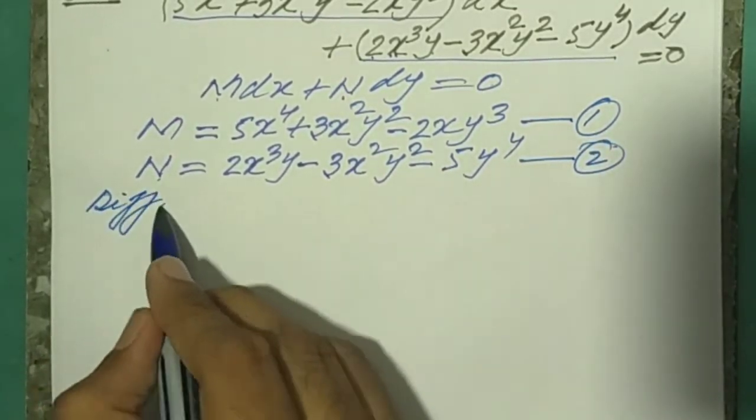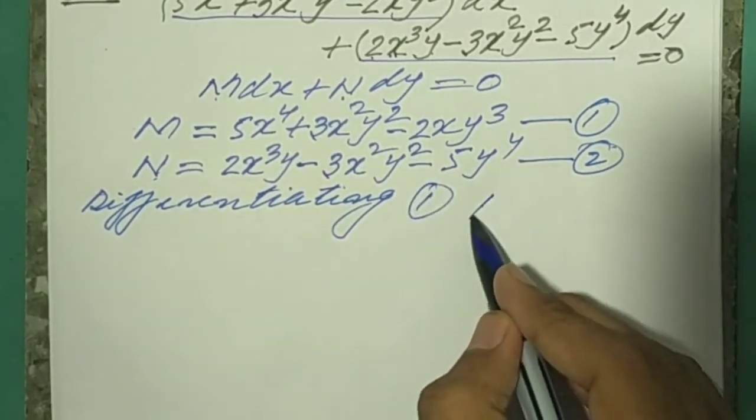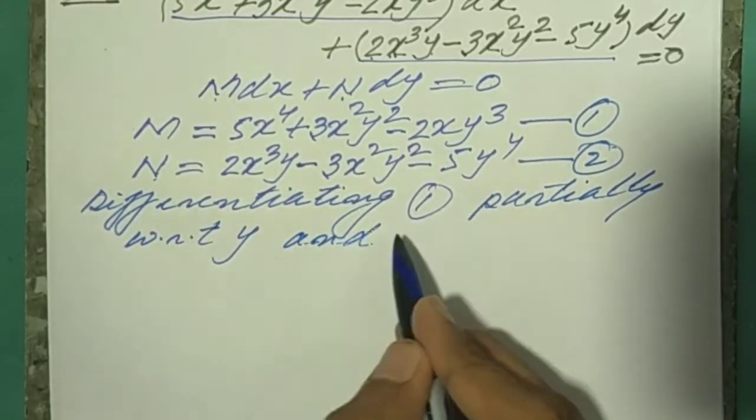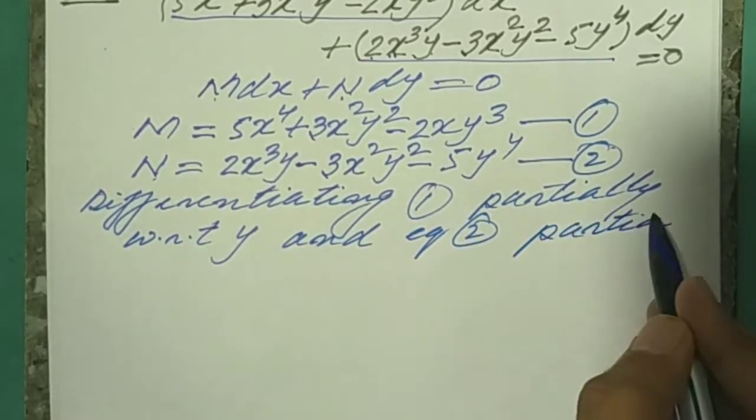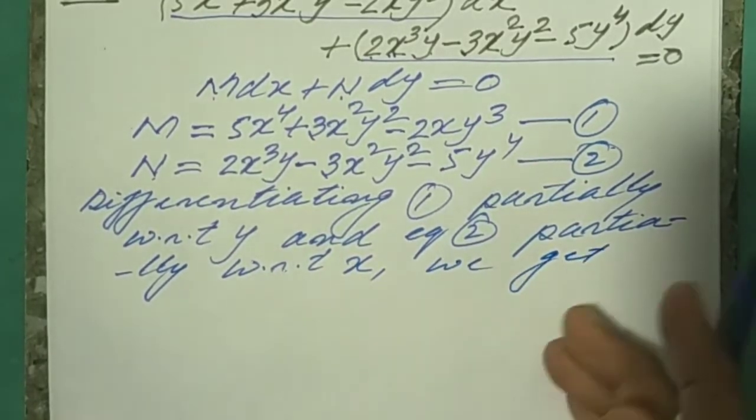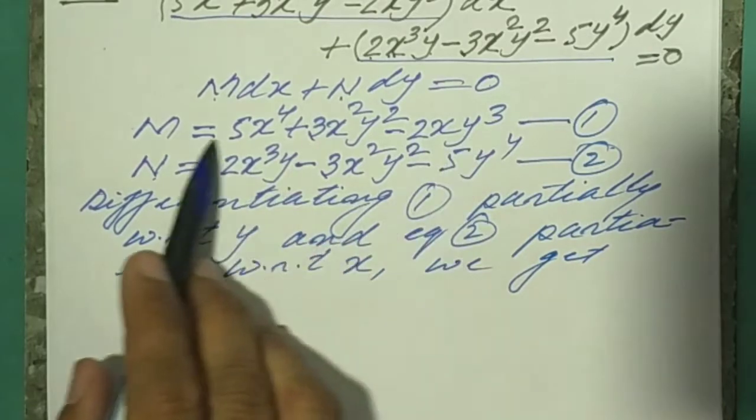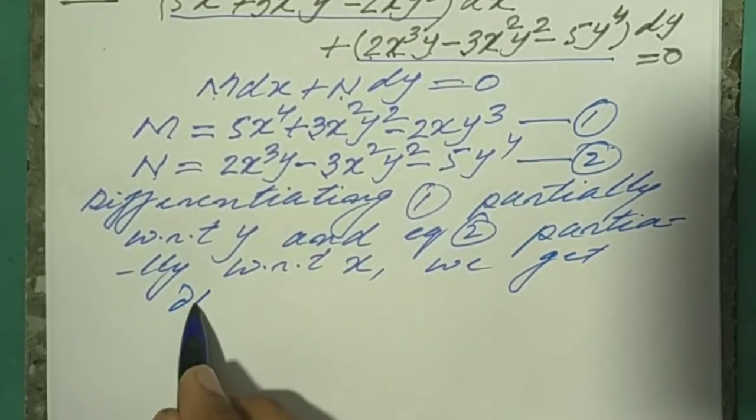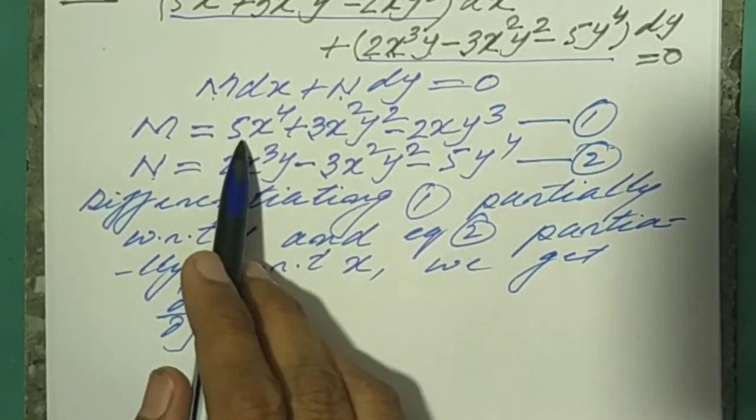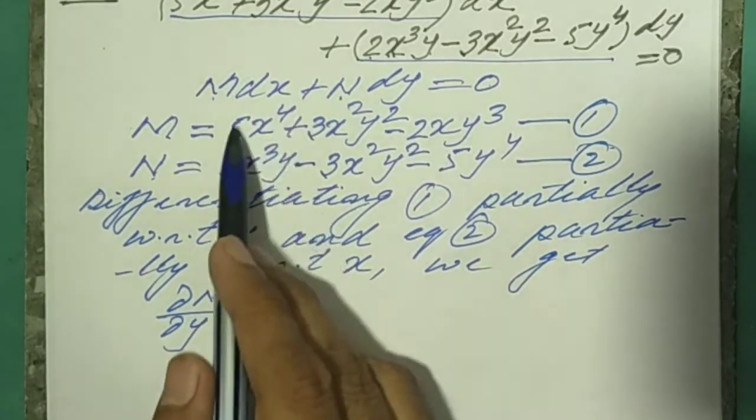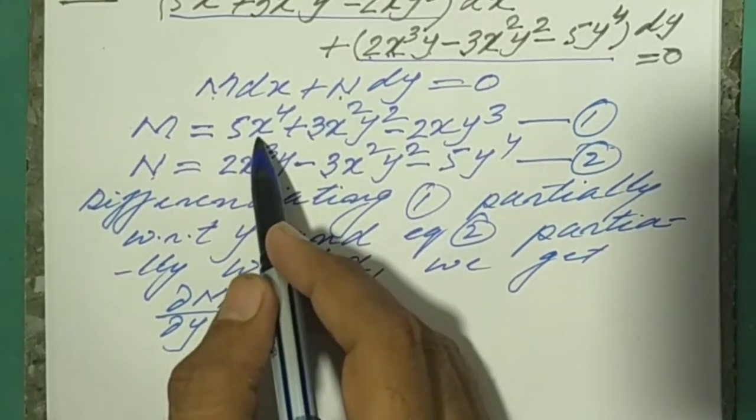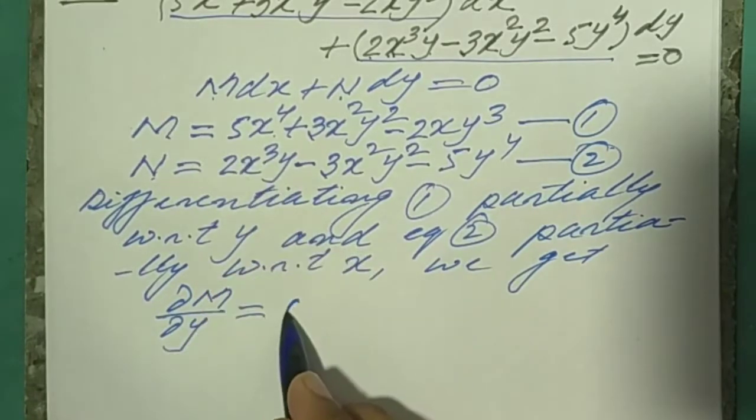Now differentiating equation 1 partially with respect to y and equation 2 partially with respect to x, we get, so if we differentiate equation number 1 partially with respect to y, on the left hand side we get del M over del y is equal to, in the first term there is no y, so the whole term is considered to be constant because we are differentiating with respect to y partially, so terms of x are considered to be constant, so the derivative is 0.